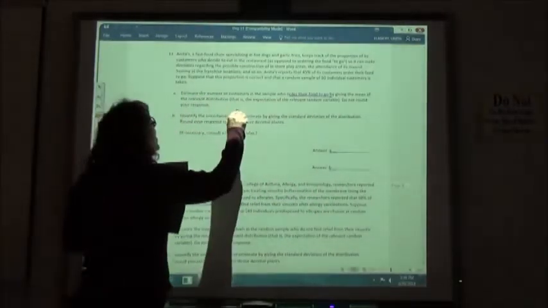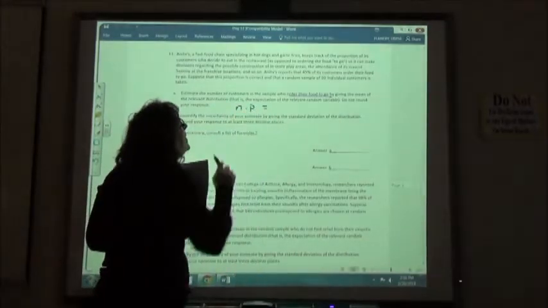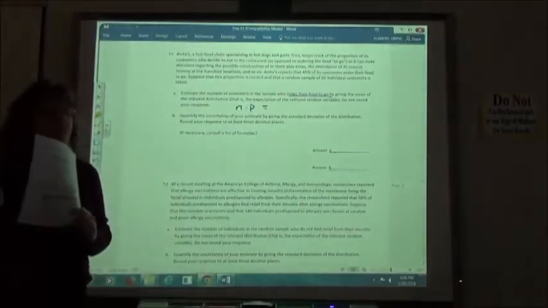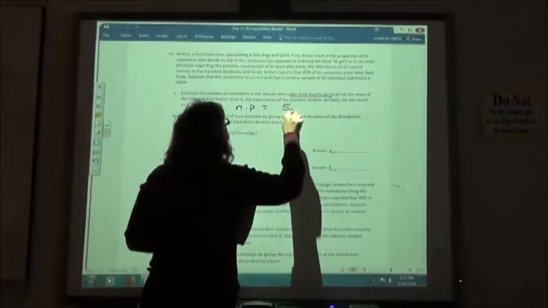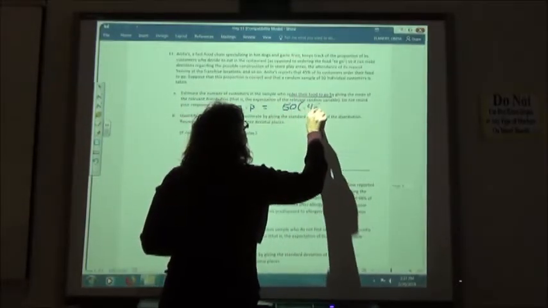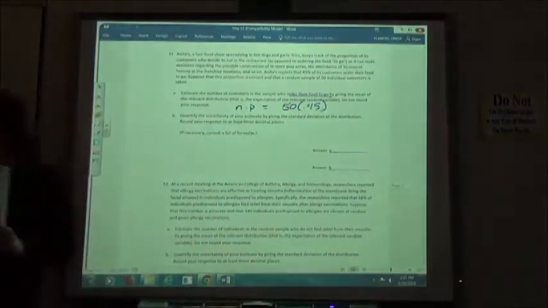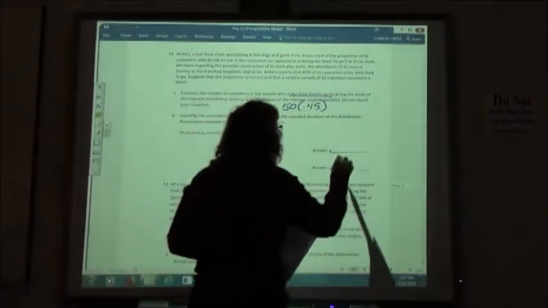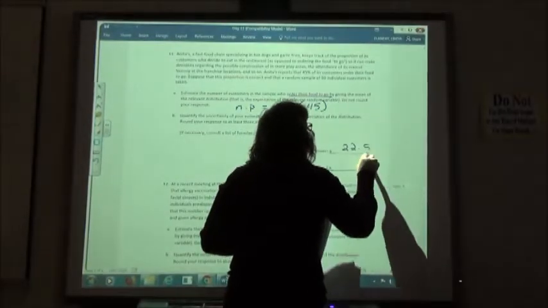So I'm going to have n times p. My n is 50, the number of people sampled, and the p is 0.45, the 45% that ordered their food to go. 22.5 is then your mean.